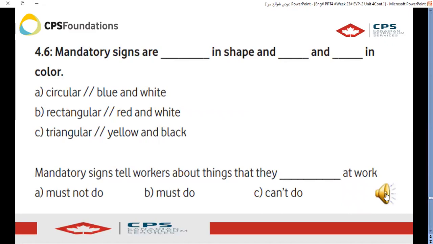So, mandatory signs are circular or triangular? Yes, they are circular, blue and white. Mandatory signs tell workers about things that they must do, things that you have to do.